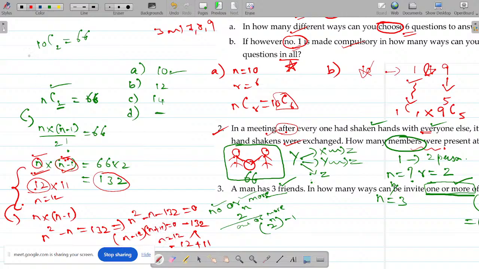We need not work so hard here. You can make it simple. Either you go for the options, or if you are okay with this type of calculation, then it's fine. Okay, so make it simpler.